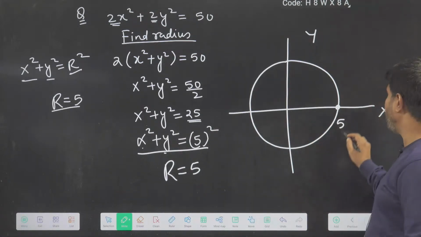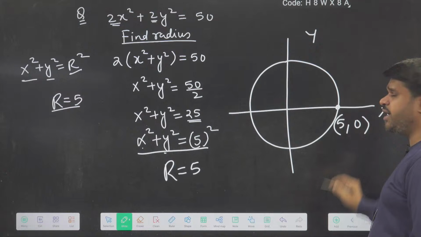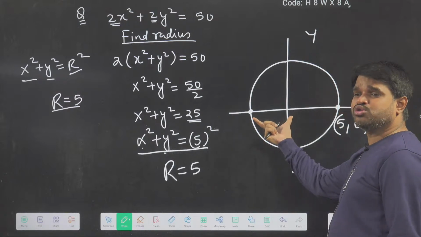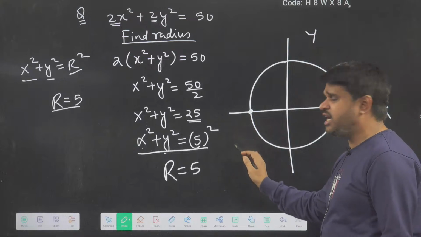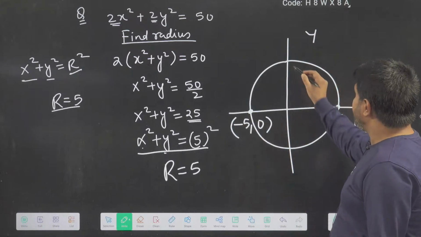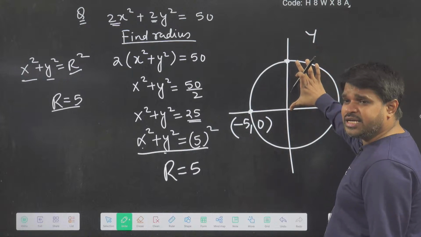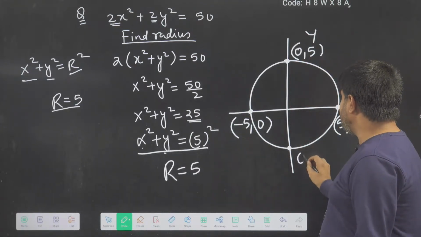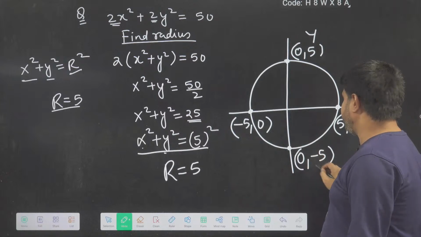5, 0. Okay. What will be this coordinate? This length is also 5, but the x coordinate is negative. Minus 5, 0. This is also radius, so it will be 0, 5 and it will be 0, minus 5.